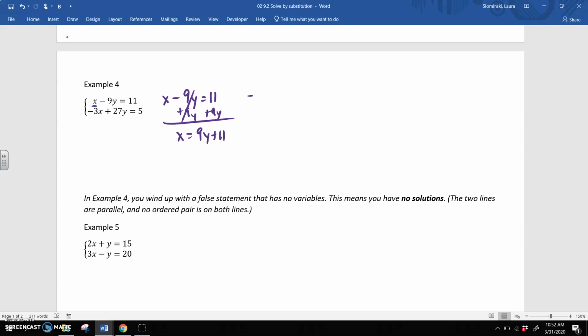Then I take the second equation in this case, negative 3x plus 27y equals 5. And I'm substituting for x. So I got one question of, can I solve for either variable? And absolutely. Again, make your job the easiest. So I have negative 3, the x becomes 9y plus 11 in parentheses plus 27y equals 5. Distribute, I get negative 27y. Distribute, minus 33 plus 27y equals 5.